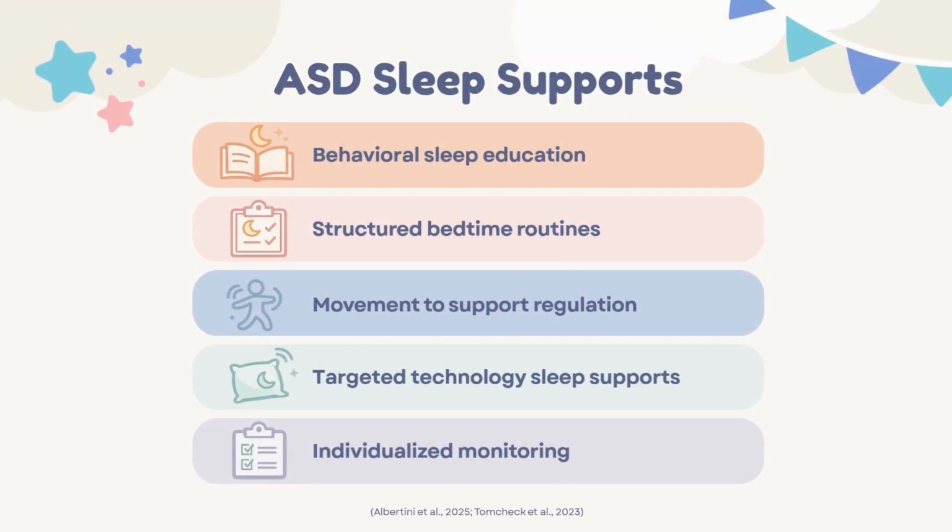When working with children with autism spectrum disorder, sleep often requires a more structured approach. In this population, the research consistently points towards behavioral sleep education and structured bedtime routines as core supports. Predictability tends to be especially helpful, and many children with autism spectrum disorder respond well to routines that are clear and consistent from night to night. Daytime movement can also support regulation. Supporting regulation during the day often helps set the stage for sleep in the evening.